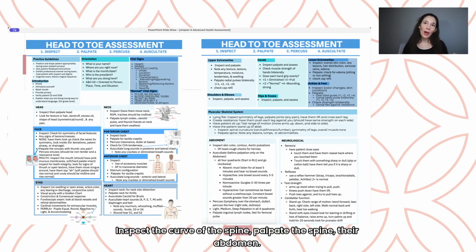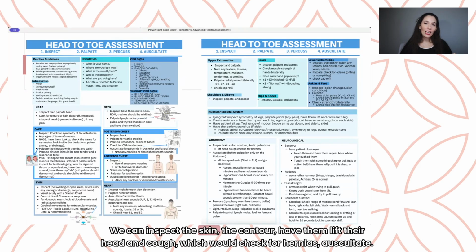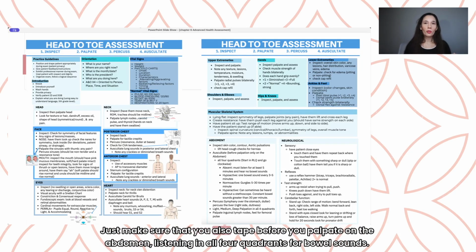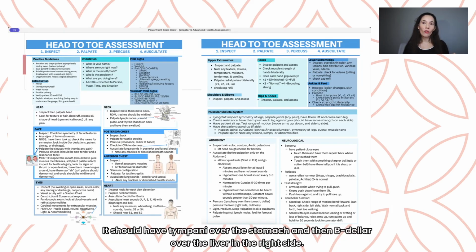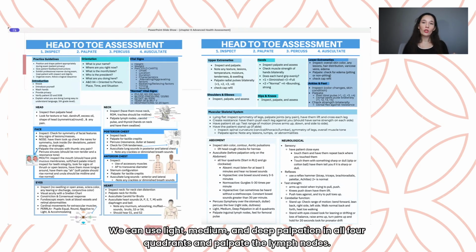Inspect the curve of the spine, palpate the spine, their abdomen. We can inspect the skin, the contour, have them lift their head and cough, which would check for hernias. Auscultate, just make sure that you auscultate before you palpate on the abdomen, listening in all four quadrants for bowel sounds. We can percuss. It should have tympany over the stomach and then be duller over the liver on the right side. We can use light, medium, and deep palpation in all four quadrants and palpate the lymph nodes.